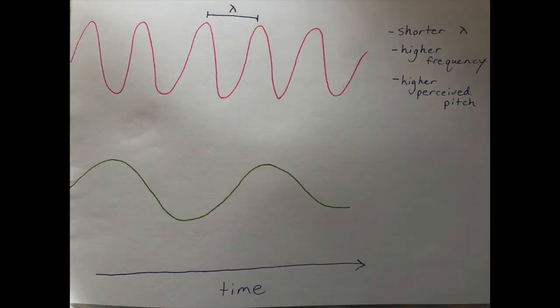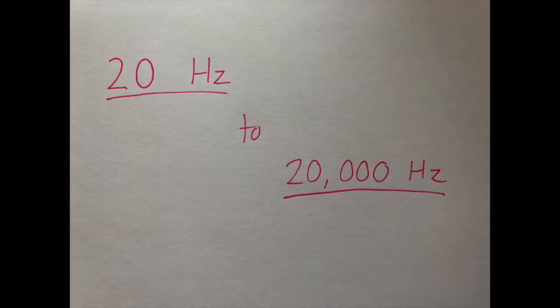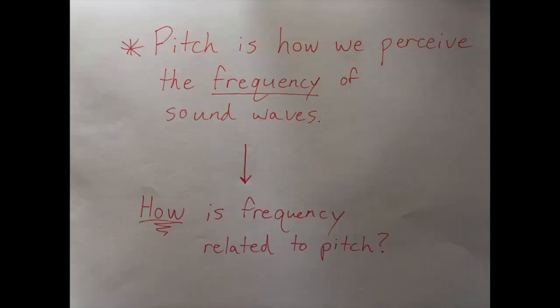Lower pitched sounds have a lower frequency, which means a longer wavelength and less cycles per second. The average person with normal hearing can associate pitch with sounds from approximately 20 Hz to 20,000 Hz. So now that we know what frequency is, how exactly is frequency related to pitch?